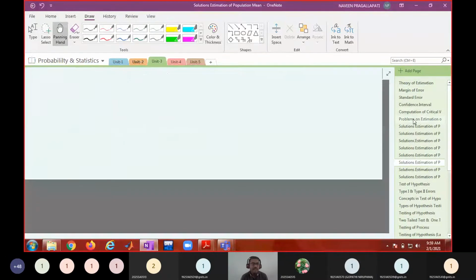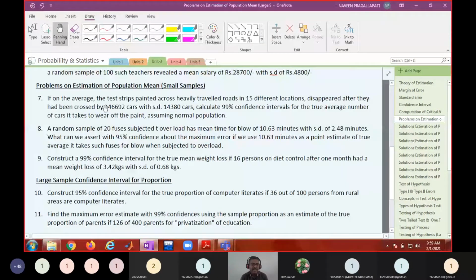So see, on an average, that's why it is X bar. Now a random sample of 25 fuses subjected to overload has a mean time of 10.63. That means this is X bar, and standard deviation 2.48. This is S cap, because the sample is small, less than 30.